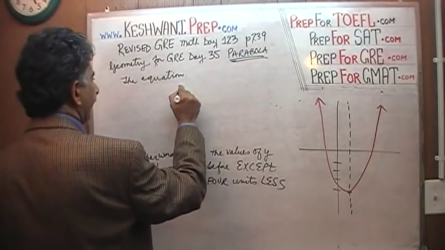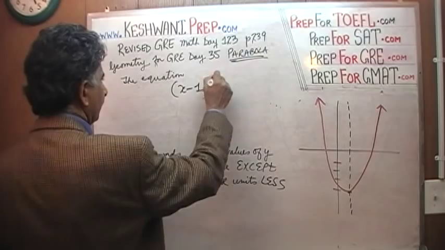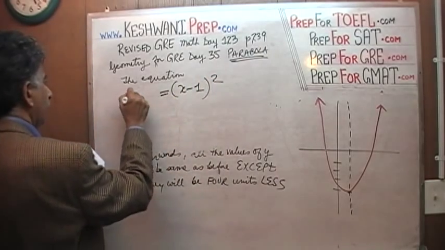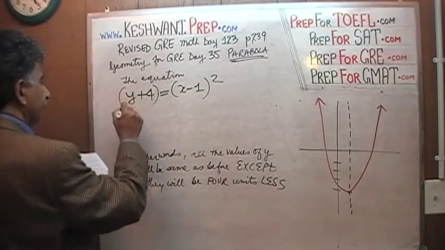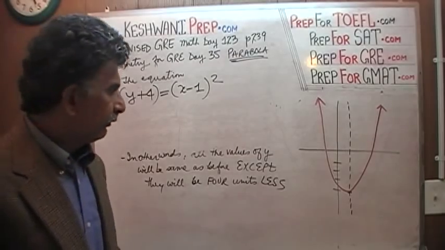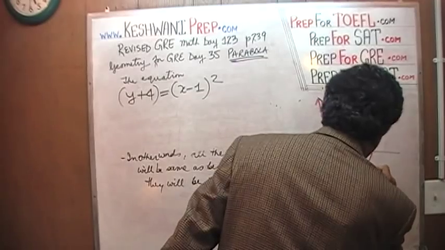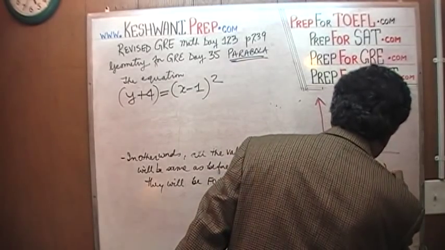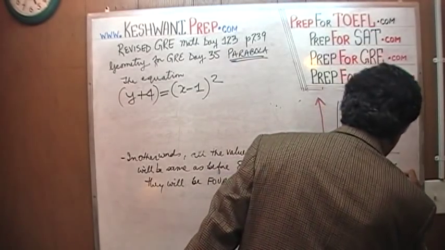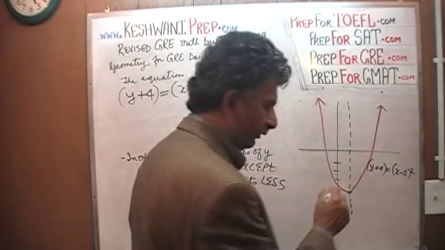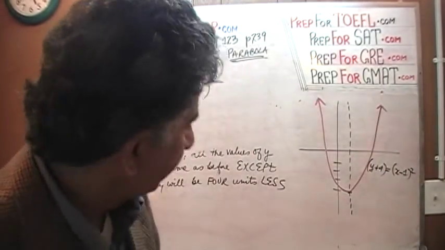Before it was x minus 1 whole square, and that was y. Now we're just simply going to add 4 to it. That's it, and that is the equation of that parabola: y plus 4 equals x minus 1 whole square. Now we're going to simplify it and see what it looks like.